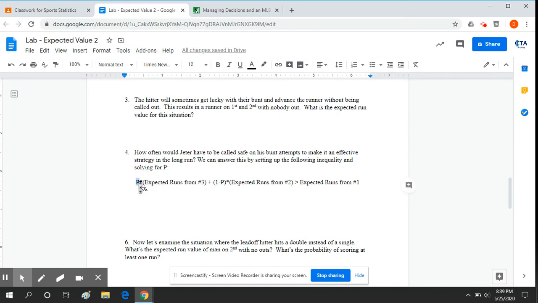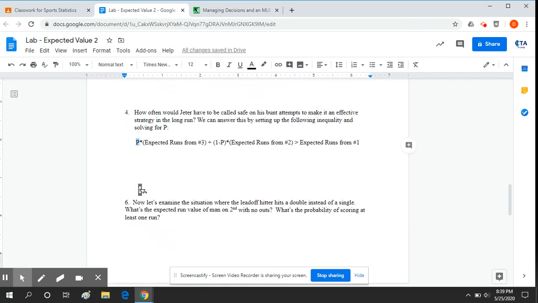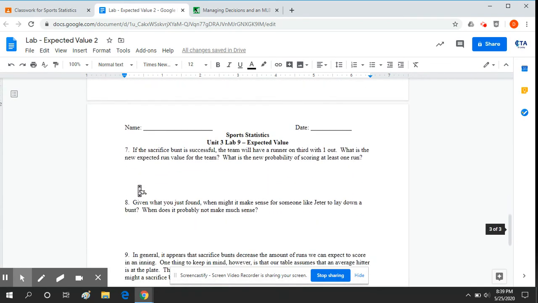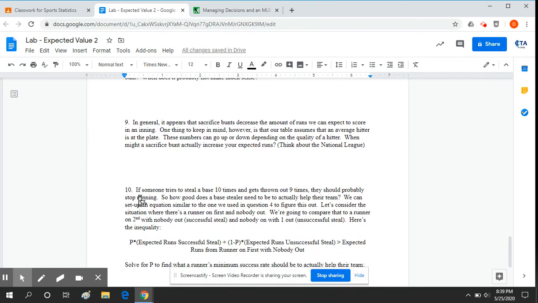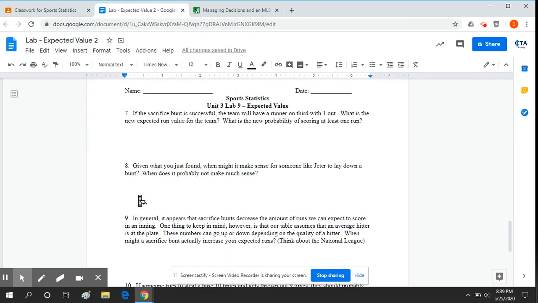So we're calculating different probabilities here to see how good you have to be at something for it to be a good decision. So the example in the stolen base one is like, if you're getting thrown out 9 out of 10 times, you should probably stop stealing. All right. But if you're getting thrown out 4 out of 10 times, should you keep going, or is that at the point where you're really better off not trying to run? So that's the sort of thing that you're going to figure out and try to work through as you answer the different questions in the lab.